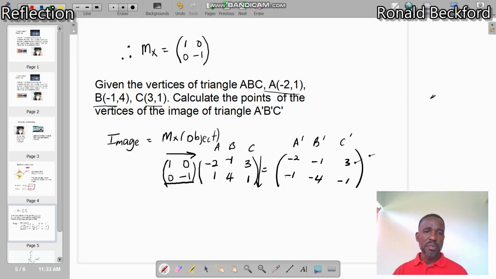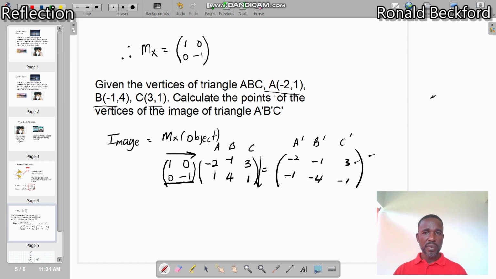Now, whenever we are multiplying matrices, what we must remember is the rows of the first multiplied by the columns of the second. And it's very important that the 2 by 2 matrix goes before the object points. In addition to that, you will realize that the vertices of the object points were given in the form of a row matrix. However, when we are finding the image points, we convert these row matrices into the form of a column matrix here.